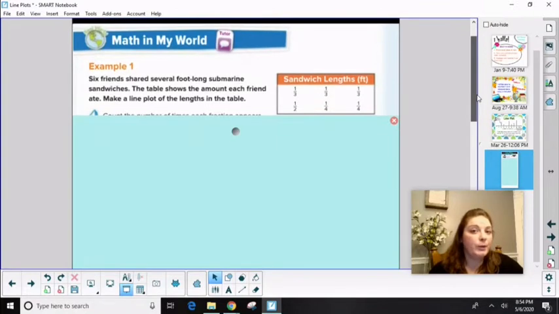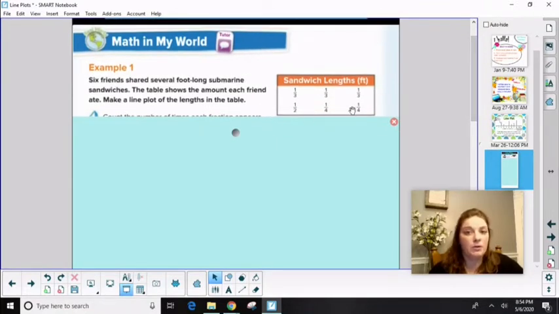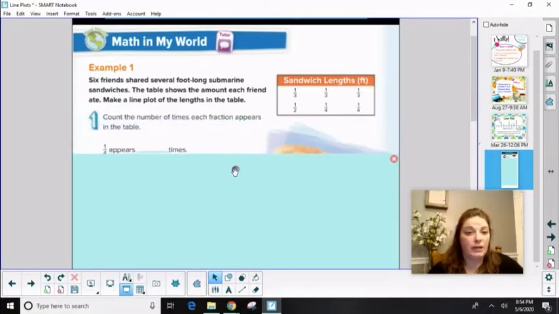So before I do any work, I want to look at my table. These fractions represent the sandwich lengths in feet. So because they're all fractional amounts, none of them are a foot. They're all less than a foot. This sandwich was 1/3 of a foot. This one's 1/3 of a foot, 1/3 of a foot, 1/2 of a foot, 1/4 of a foot, and 1/4 of a foot. So we have to make a line plot of these lengths.